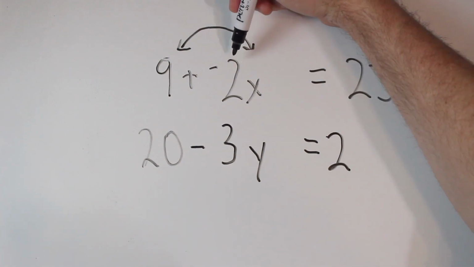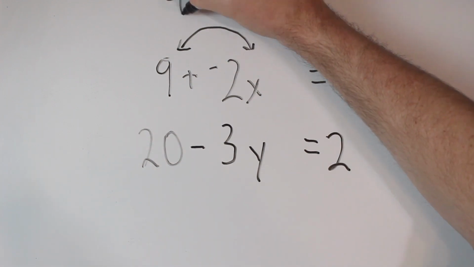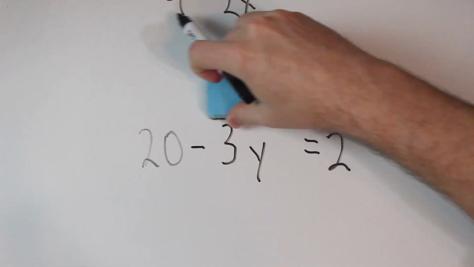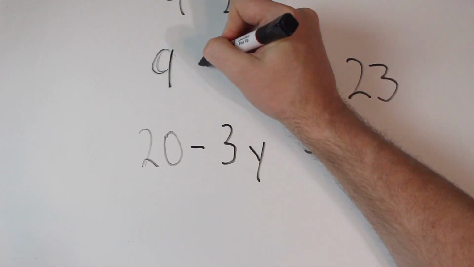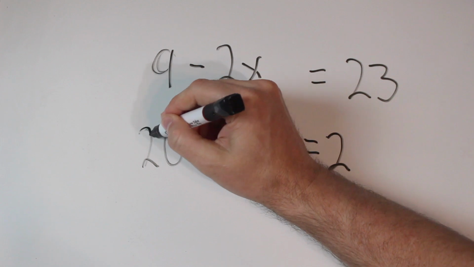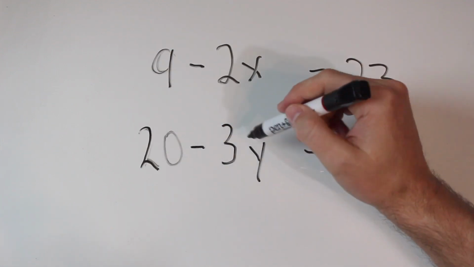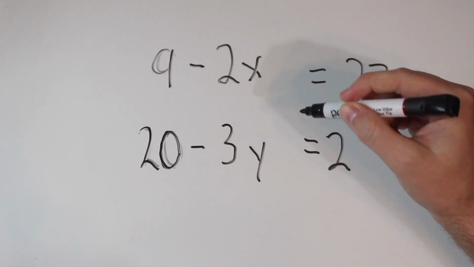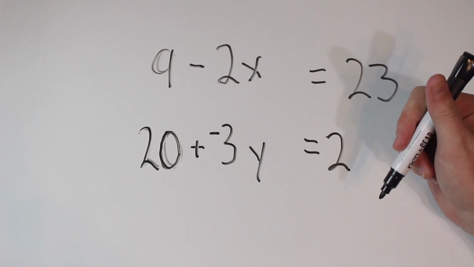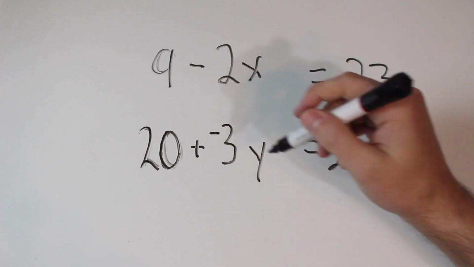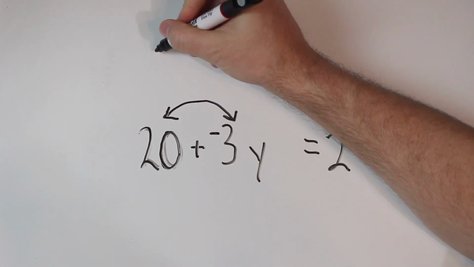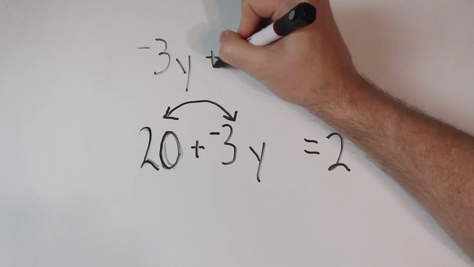What if we change the 9 plus negative 2x to 9 minus 2x? That means the same thing, doesn't it? Now the two problems look very similar. So let's think about our new problem. What if, instead of writing it as 20 minus 3y, we wrote it as 20 plus negative 3y? Then the 20 and the negative 3y can switch sides using that commutative property. And we're ready to begin the problem.